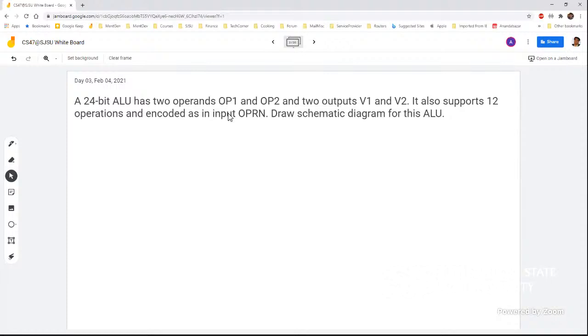So the important part is it's a 24-bit ALU, has 2 operands, OP1, OP2, and 2 outputs, V1, V2. It supports 12 operations, encoded as an input OPRN. So another input port is the OPRN. You need to draw that schematic diagram for the ALU.